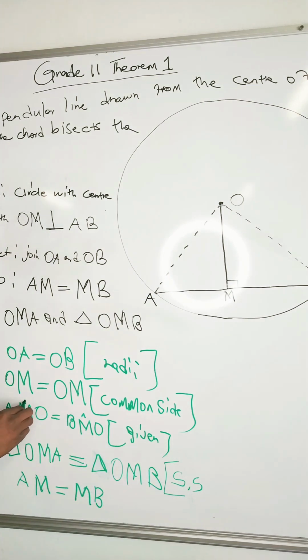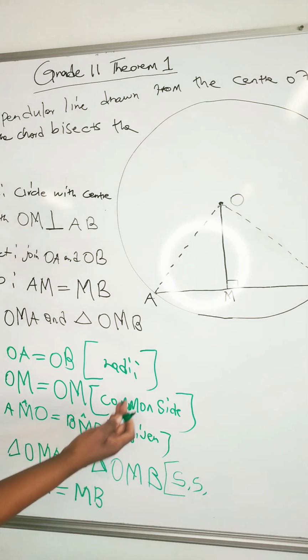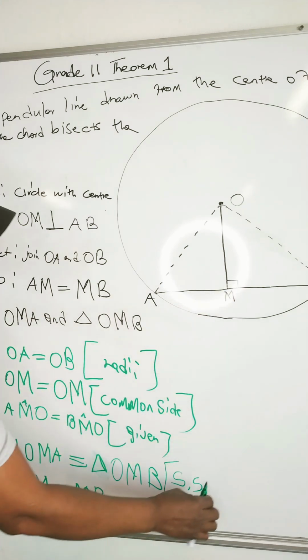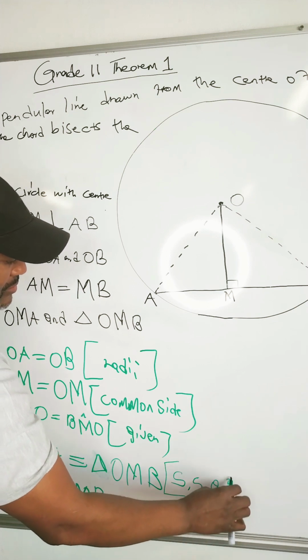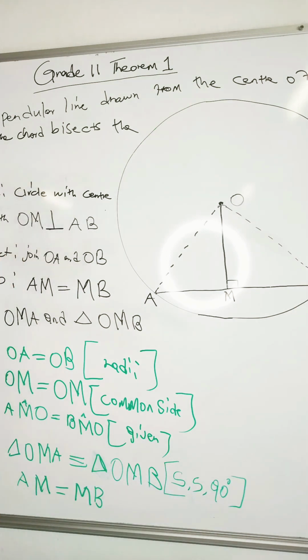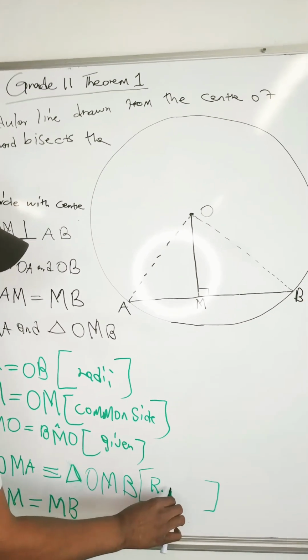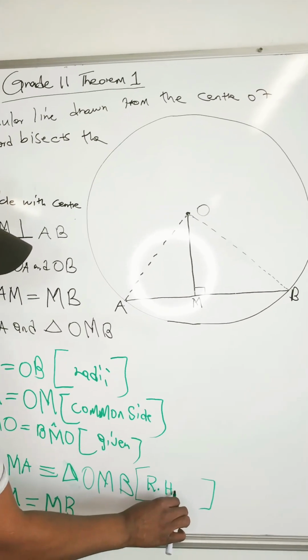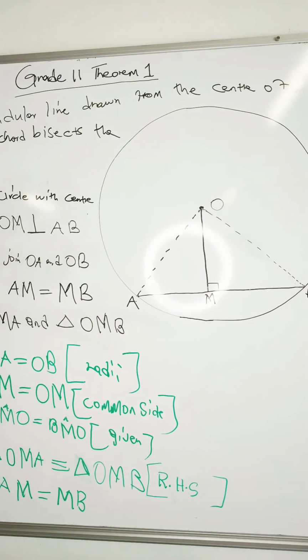but here you can see that these are angles, because we've got this to show that these are angles. But you know that it's a 90 degrees angle. You can write 90 degrees. Or you can also do it like this: right angle, hypotenuse, side. Yeah, you can also write it in that fashion.